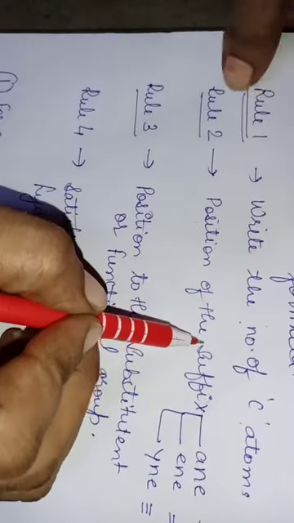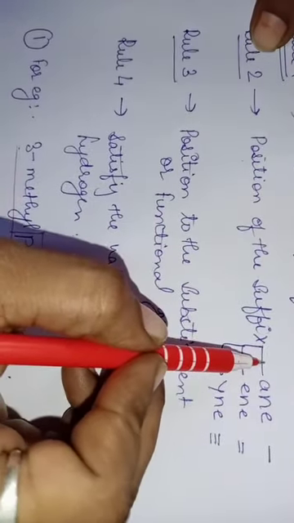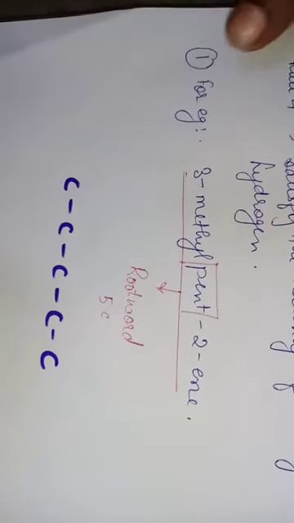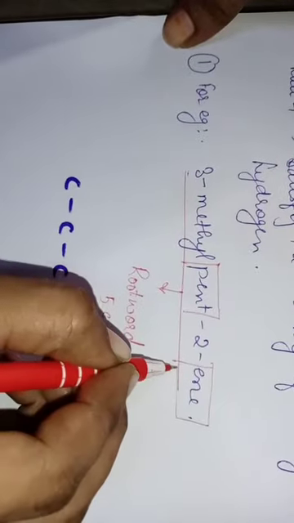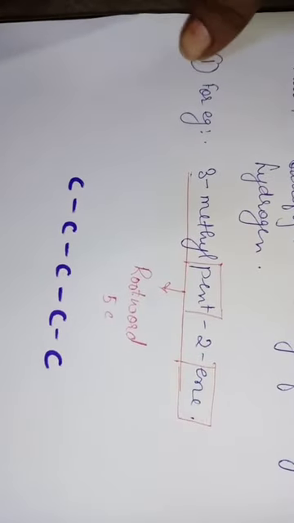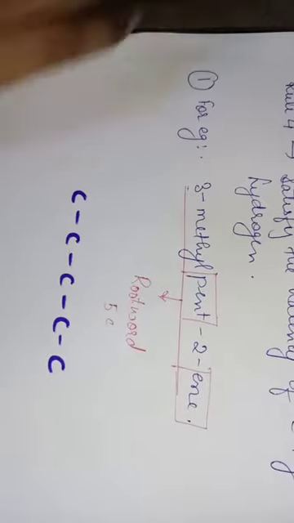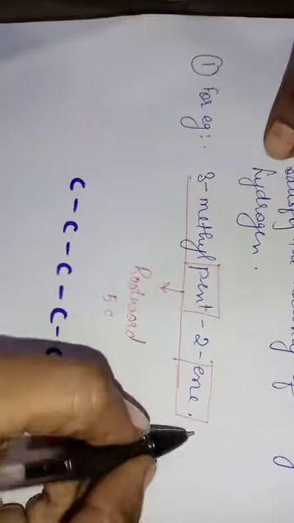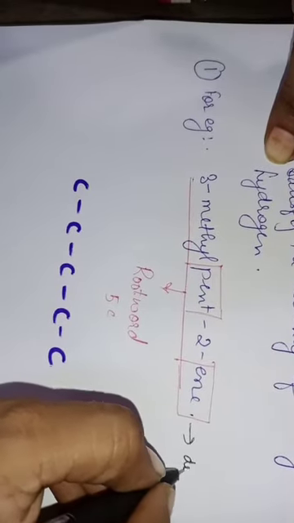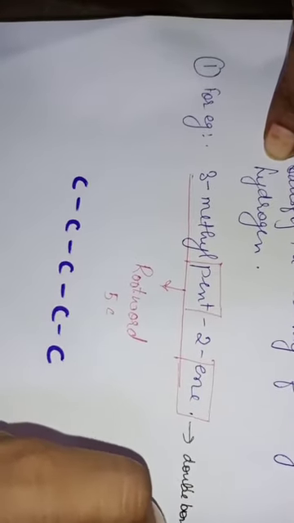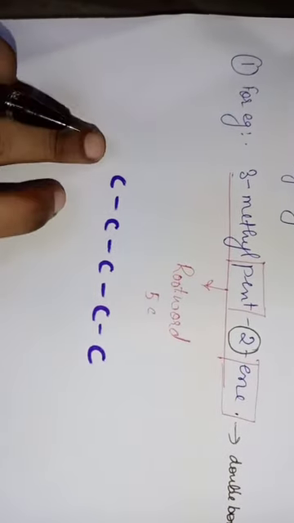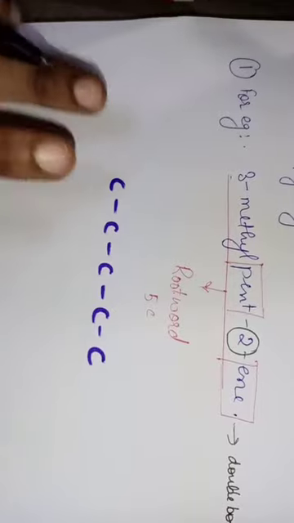Now the second rule says the position of the suffix, that is, whether the chain is ane, ene or yne. So how will you identify it here? See, the suffix given is ene. Ene means it is a double bond. Now where is the double bond? The double bond is on the second position.